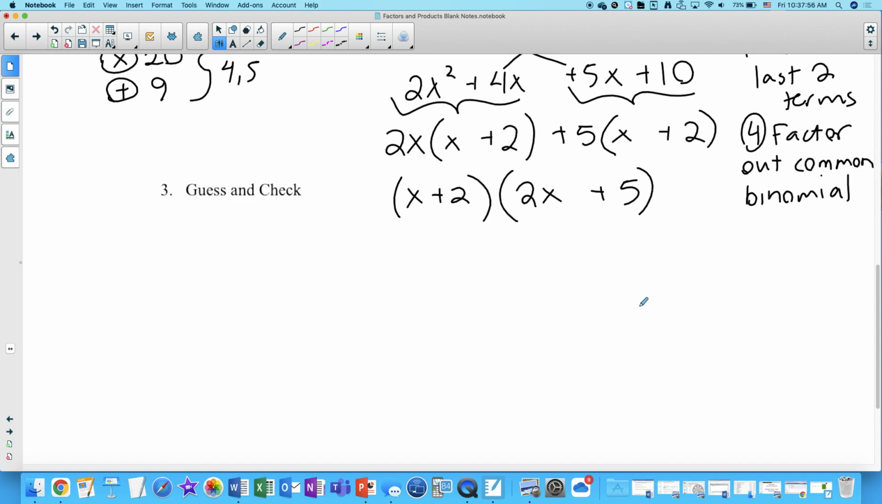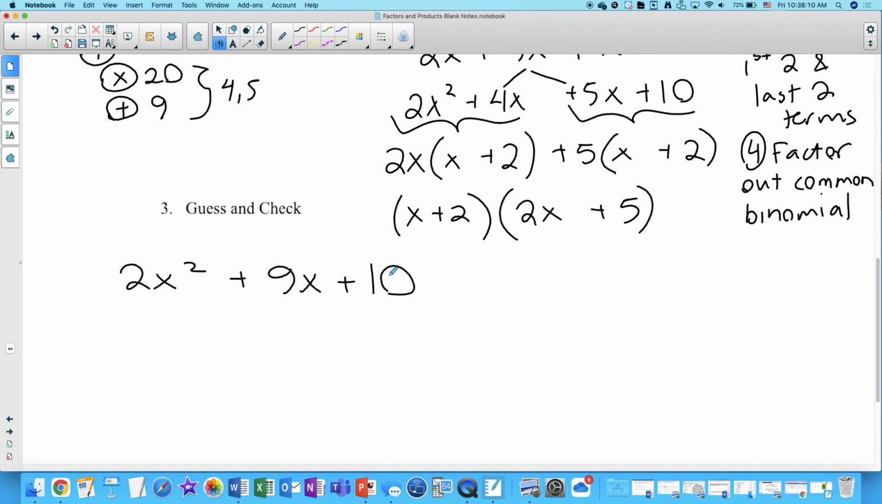So how does this work? Well, this is how it works. When we expand, if I were to expand this, for example, the 2x squared comes from the x times the 2x. The 10 comes from the 2 and the 5. So really what we're going to be guessing about is this middle term. Okay, so this is what it relies on.